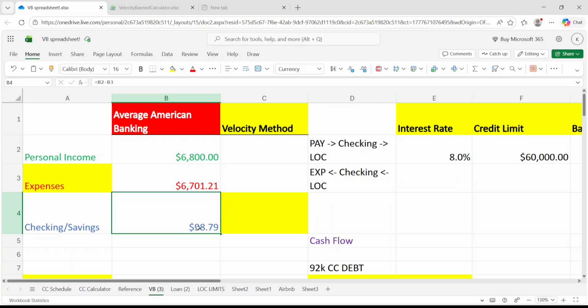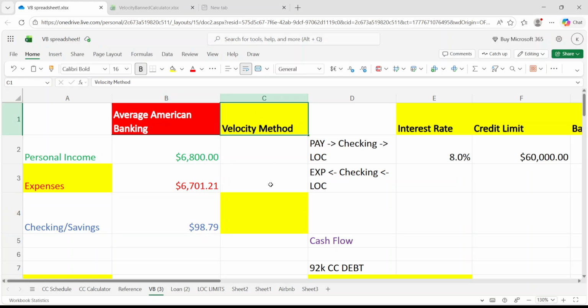We specialize in debt payoff model scenarios using something called the velocity method, formerly known as velocity banking, but we can't use that term anymore because it's not allowed by the state of Illinois. Okay, so let's go ahead and get started.